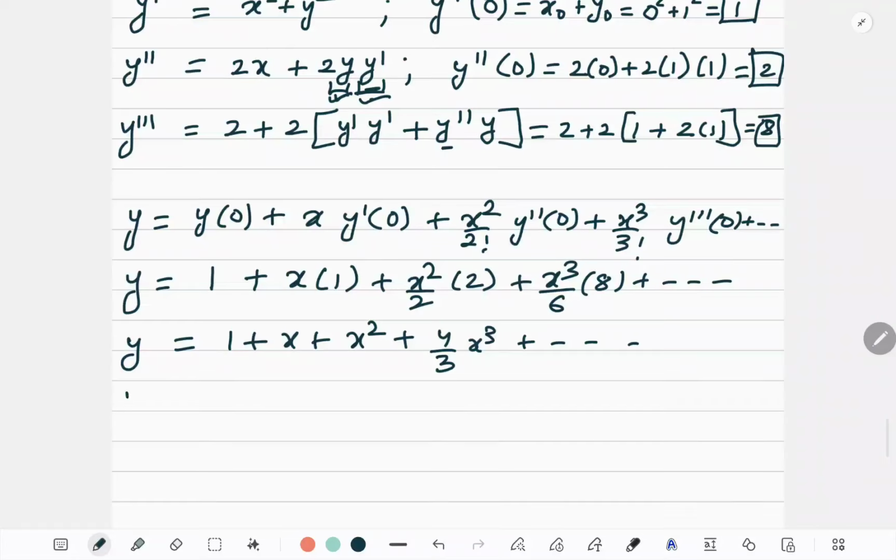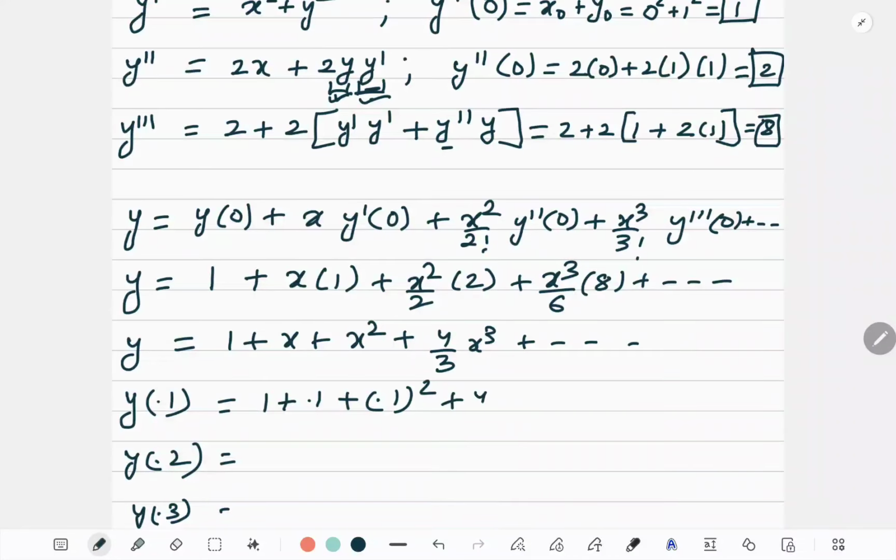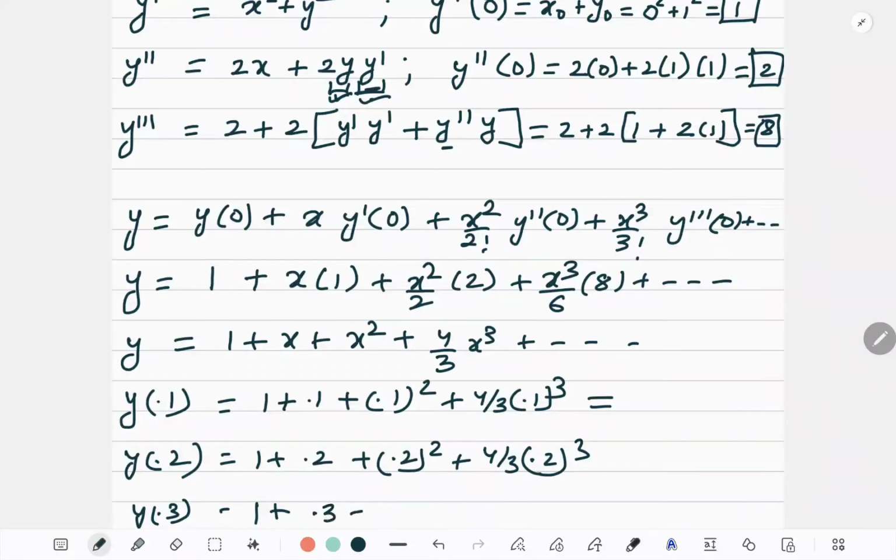Now as per the question, they are asking me to find y of 0.1, y of 0.2 and y of 0.3. So how will I do that? In this series only, in place of x, I should put these values. So 1 plus 0.1 plus 0.1 square plus 4 by 3 times 0.1 to the power 3. So this value I should calculate. Same way here, 1 plus 0.2 plus 0.2 square plus 4 by 3 times 0.2 cube. Same way here, 1 plus 0.3 plus 0.3 square plus 4 by 3 times 0.3 cube.